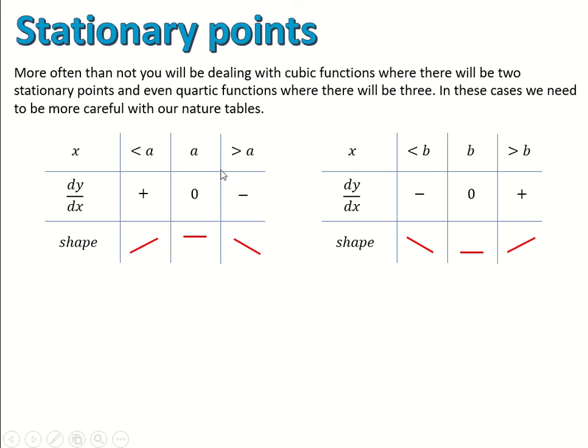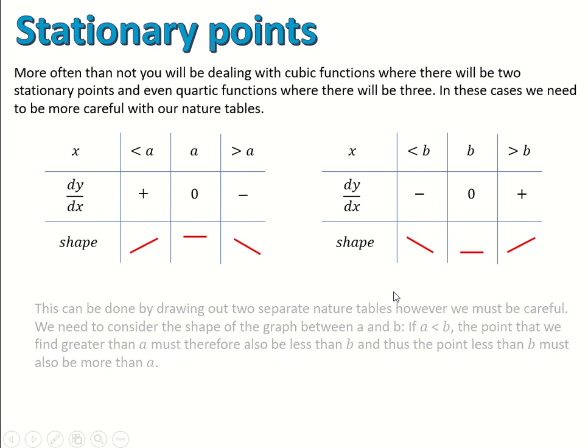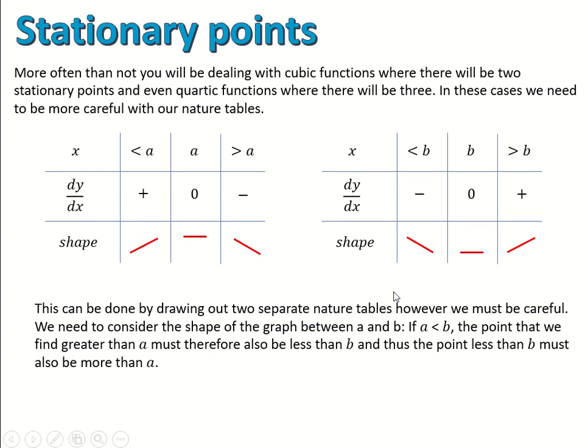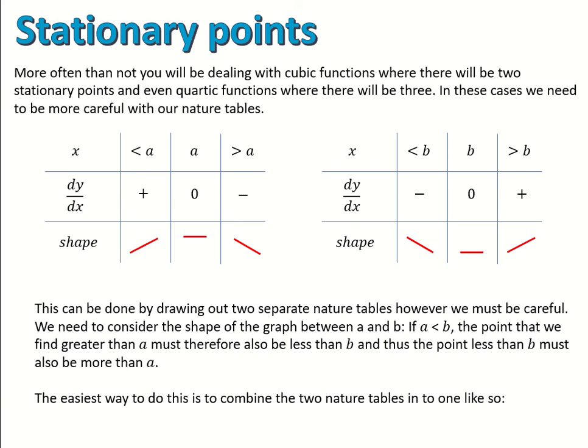In which case you need to be a bit more careful with your nature tables, right? You can do one individually, okay? But what you could actually do is combine them both together, and you've just got to be a little bit more careful because the idea is you've got to find a point between them. So if you knew that there's 2 stationary points, A and B, for example, then what's happening in between them is important, okay?